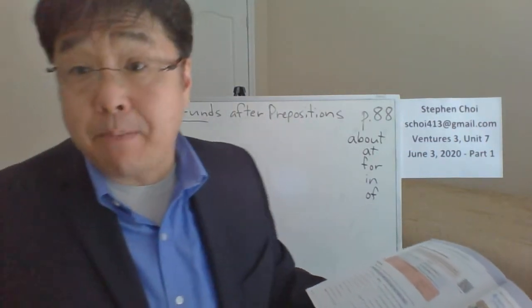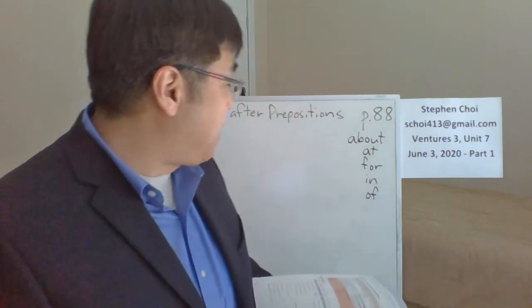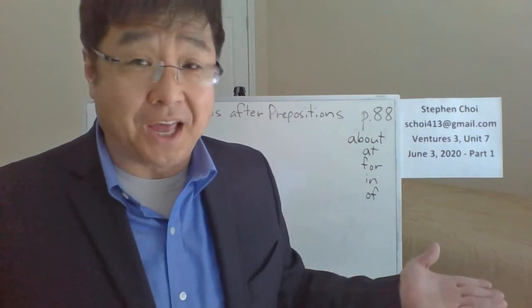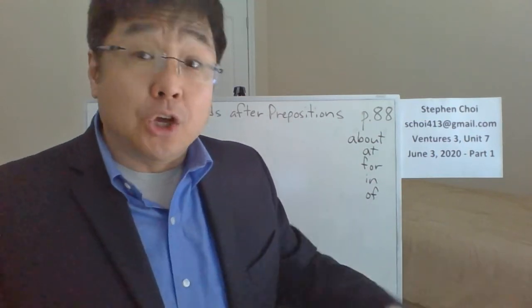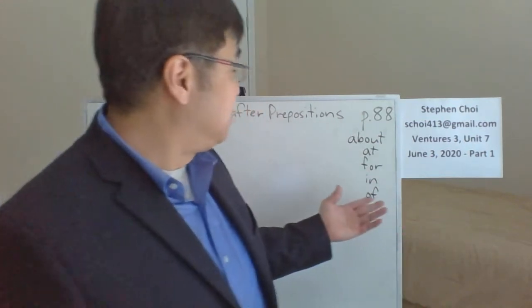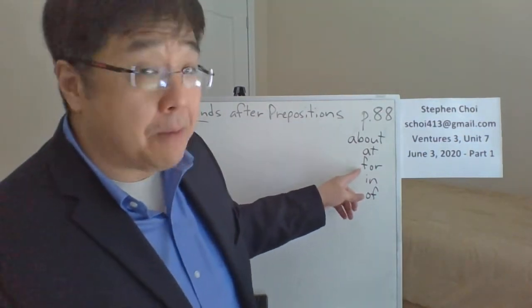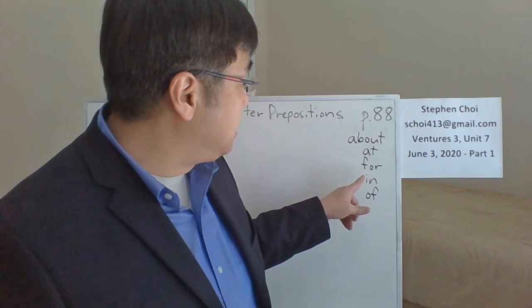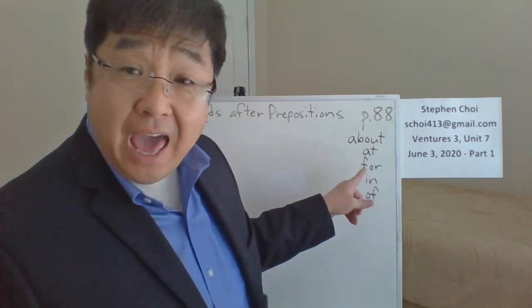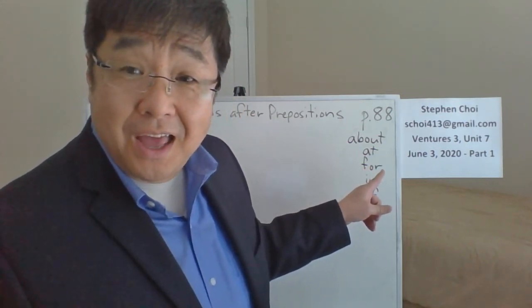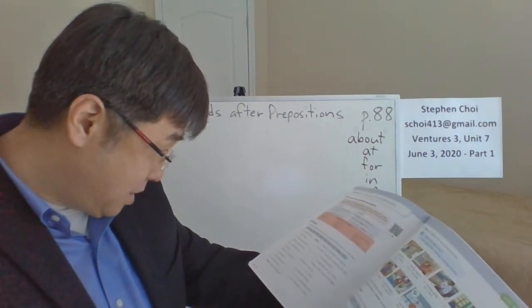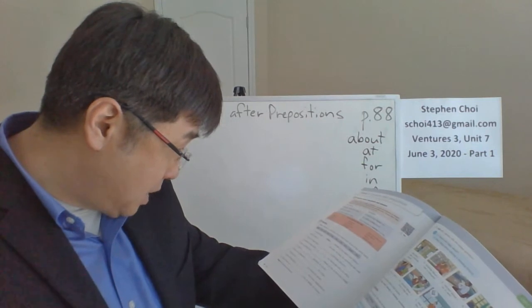Next one. Happy about. I am happy about this. I'm happy about that. You don't say I'm happy of. I'm happy of your wedding. You don't say that. I'm happy about your wedding. You can say that. You can say I'm happy for you. I'm happy at you? Some of these things you can't do.